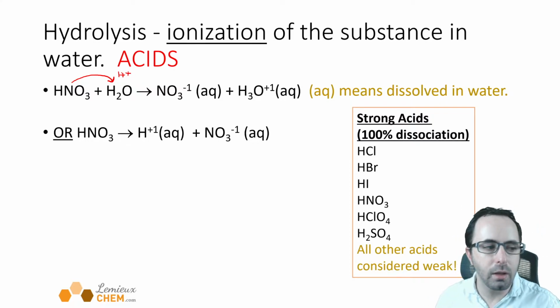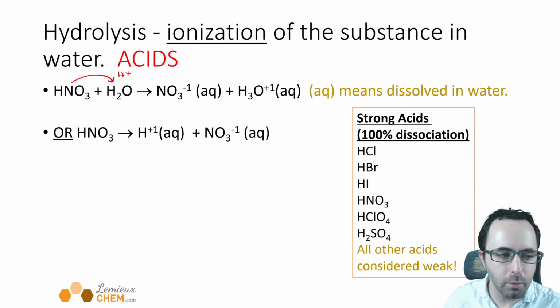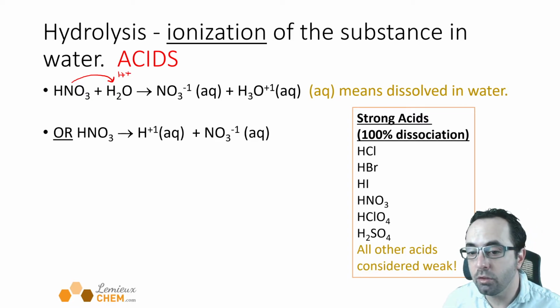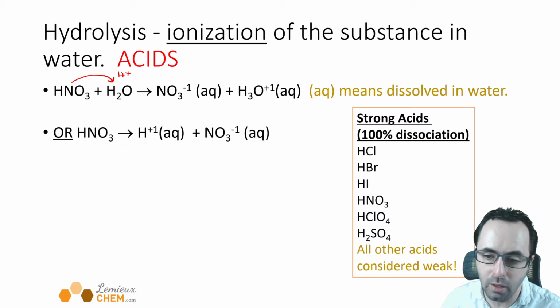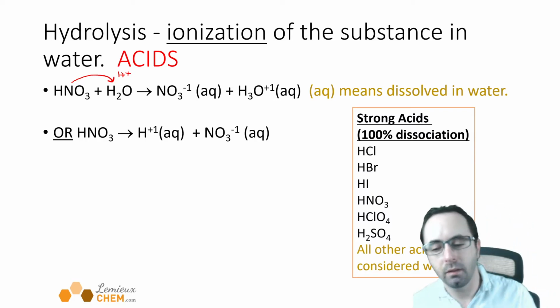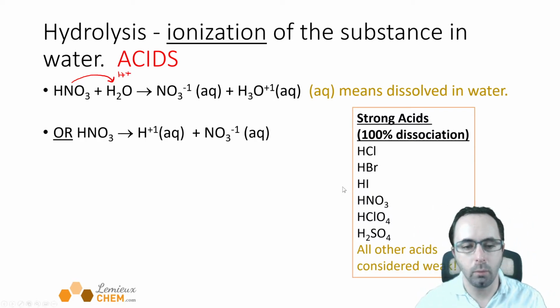Now, another note here is, although I was covering a little bit with my head, all other acids are considered weak. So a weak acid is one that does not 100% dissociate. It may 98% dissociate, or it may 10% dissociate. We only call acids strong when they 100% dissociate. Every other acid dissociates less than 100%, and we call those weak.